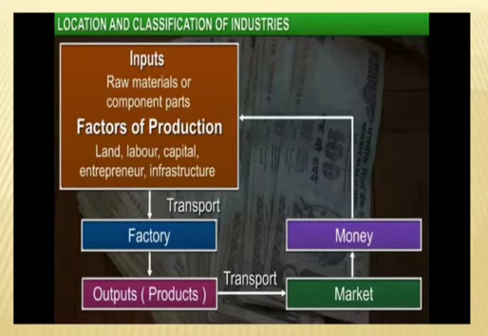Here we can see industry market linkage. Children, money is invested to arrange raw materials or component parts. We can say they are inputs. Factors of production are land, labor, capital, entrepreneur, infrastructure. These inputs are transported to a factory where they are processed, and the output is again transported to the market, and then money is generated. Again, that money is invested. So here we can see the industry market linkage.